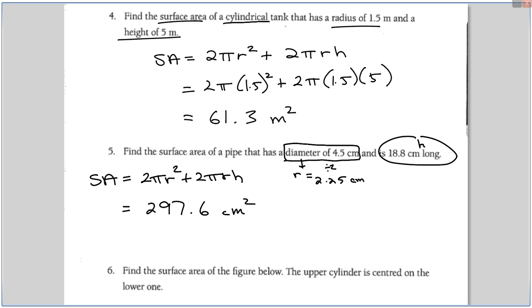Alright, so I didn't really show you the second step, guys, but because it's identical to above, you just type in the 2.25 for the radius squared, and you type in 18.8 for the h, and you'll be okay.